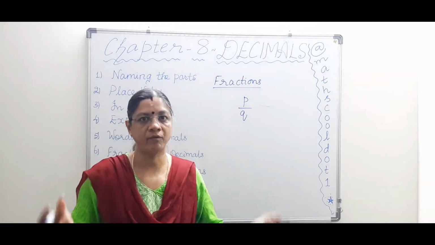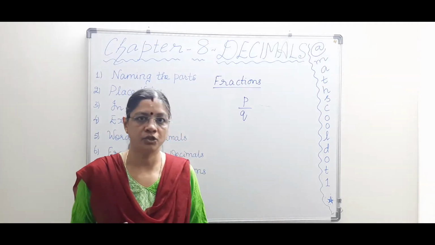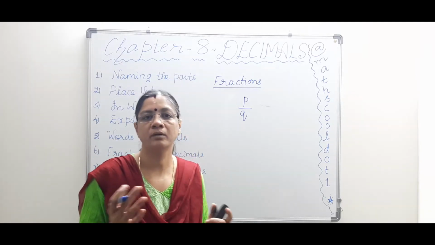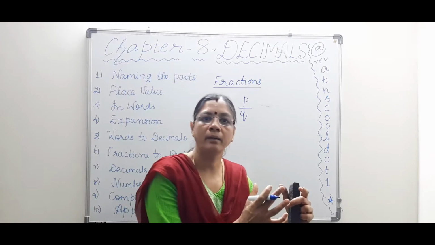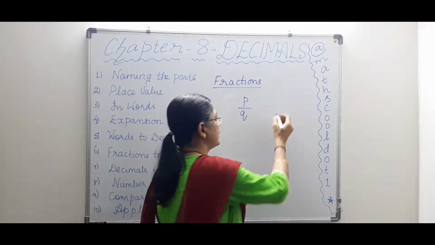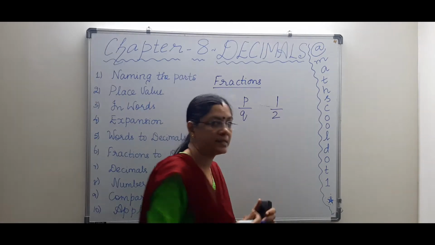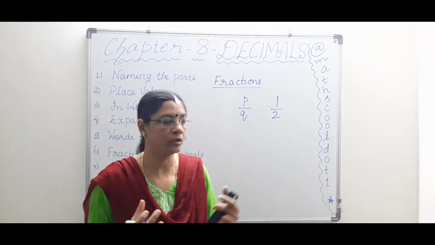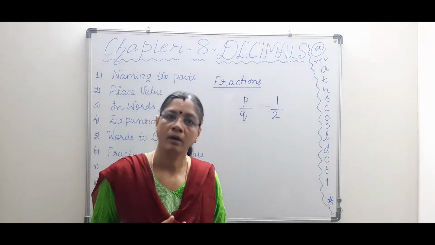If I have a piece of cake and I cut it into two equal parts, equal parts, that you should remember, then one part will be 1 divided by 2. We write it as 1 by 2, which means one part out of the two parts. So a part of the whole is always represented as a fraction.